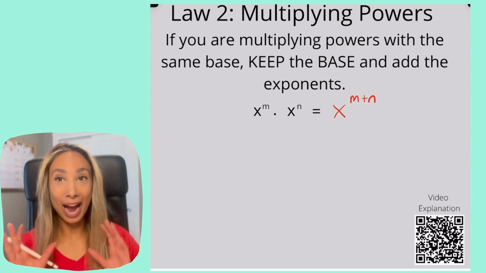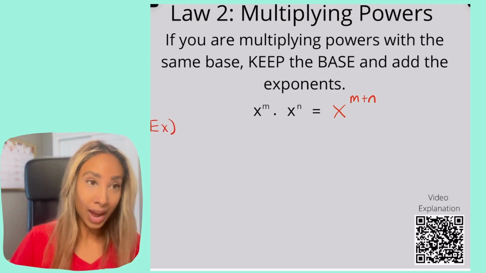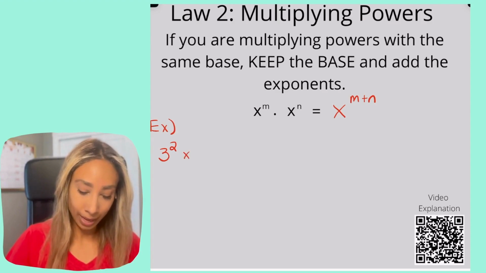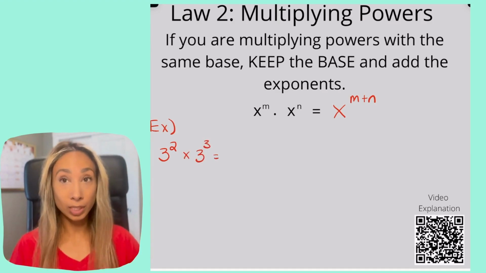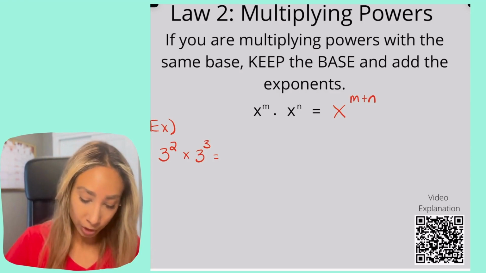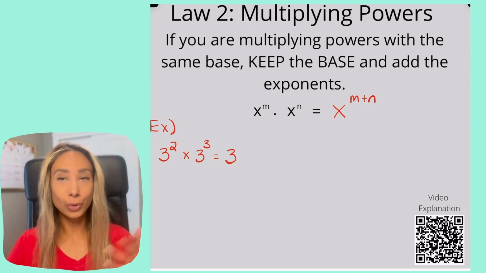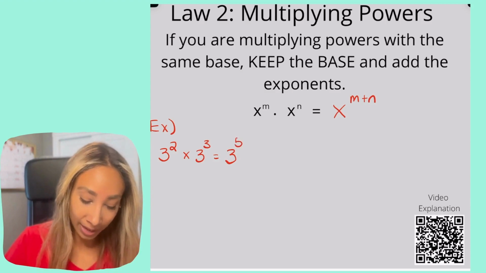So let's try it with some actual number examples. With this example, I'm going to go 3 to the power of 2, and we're going to multiply it by 3 to the power of 3. Again, we can go ahead and just add those exponents. So we're going to keep the base, which is 3, and we're going to add the exponents. Well, 3 plus 2, or 2 plus 3, I guess in this order, is going to be 5. So that is our answer.